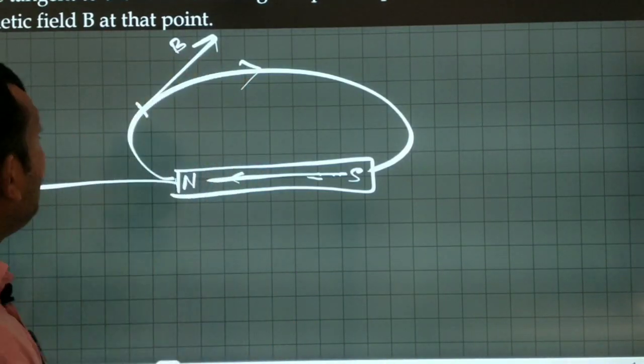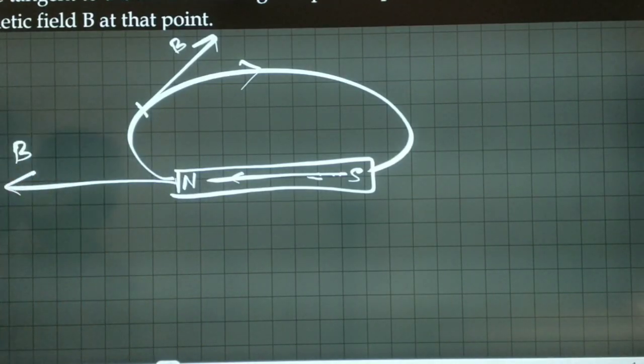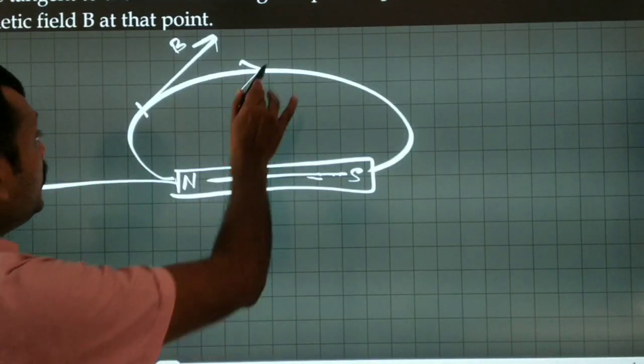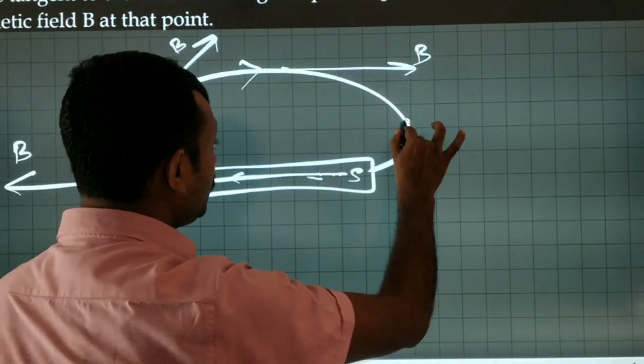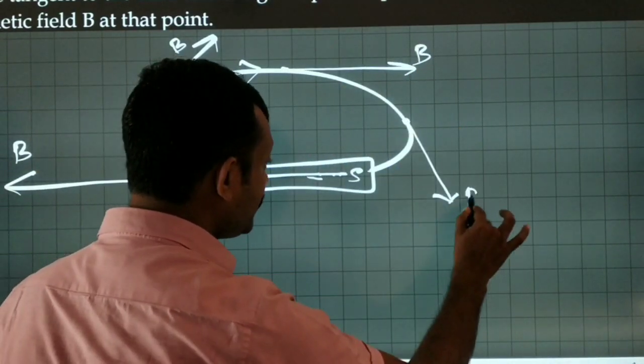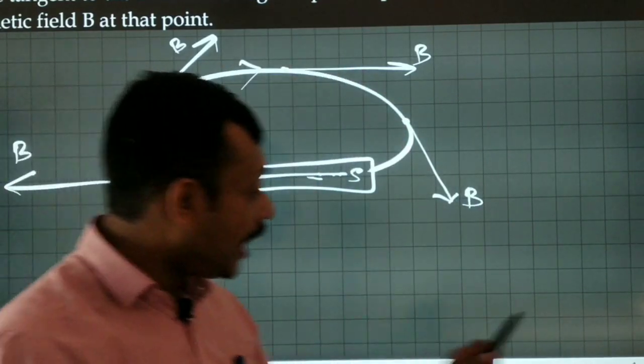So the tangent to the field lines at a given point represents the direction of the net magnetic field at that point. This is an important point. Now here, if I draw a tangent, this is the direction of the tangent here. Take another point, this is the direction of the tangent. So these are the directions of magnetic field lines.